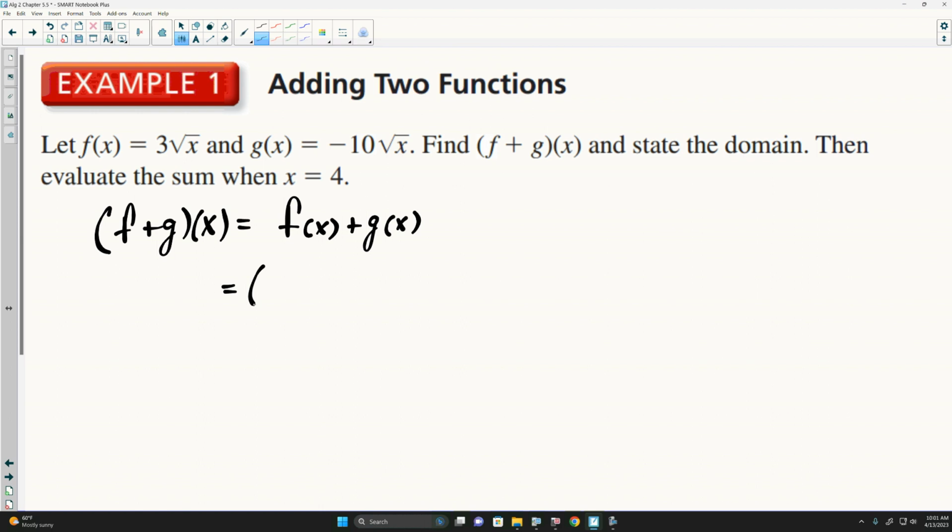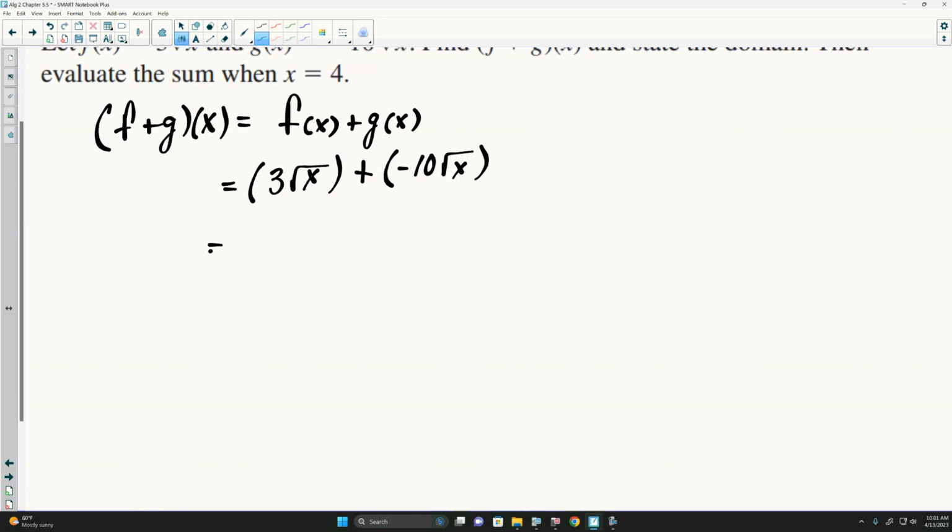Well, for us here, f of x is what? 3 square root of x. And g of x is negative 10 square root of x. Now at this point, we can drop the parentheses. So we have 3 square root of x plus negative 10 square root of x, which is just going to be minus 10 square root of x.